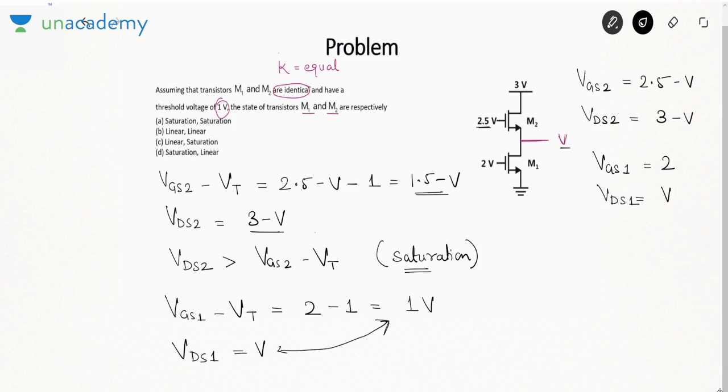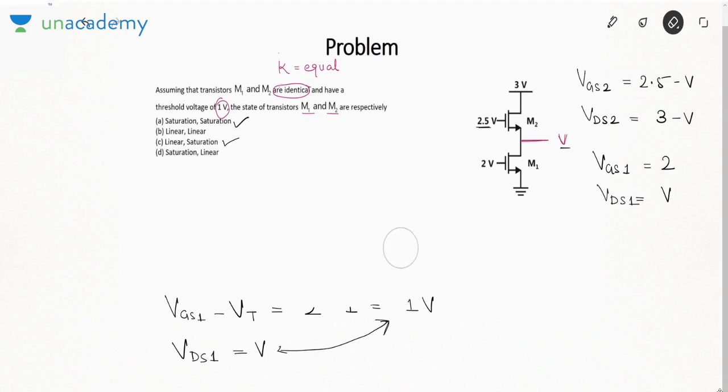Are you getting my point? So we know the state of M2 is saturation. So there can be only two options, either A or C. The state of M2 is saturation, so we need to find the state of M1. Now what I will do is, I have to assume the state of M1.